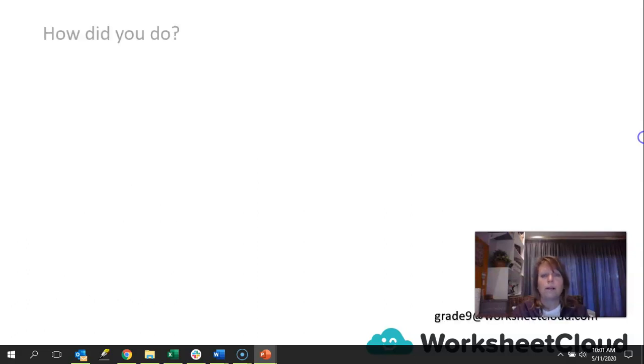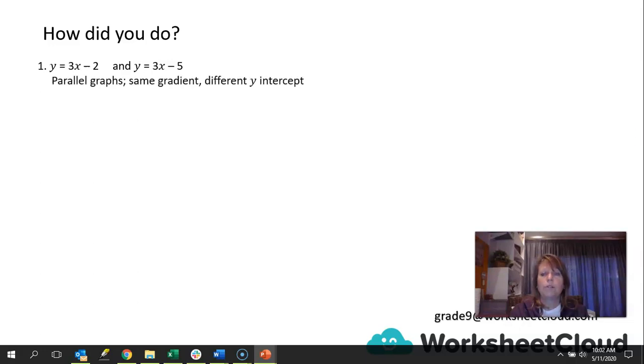Okay, let's go on and see how you did. Right, there's our first one. Y is equal to 3x minus 2. Y is equal to 3x minus 5. Okay, have a look there. You should have said that these two were parallel because the gradient is the same, but the y-intercept is different. So as you can see, they're parallel graphs, same gradient, different y-intercept. This is exactly what I said just now.